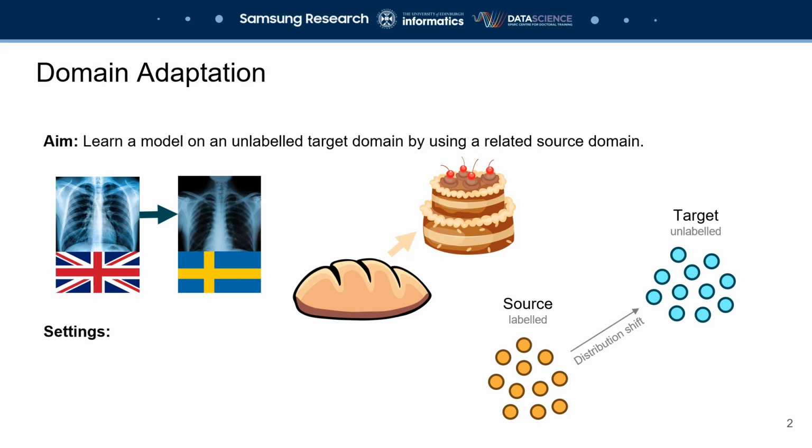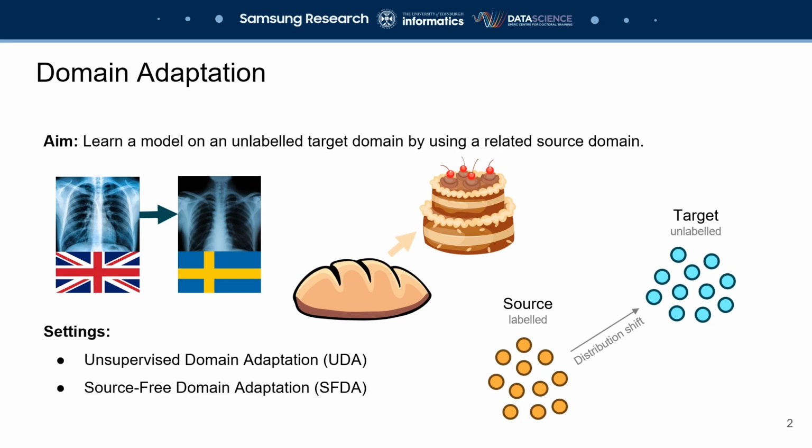There are several settings in the literature which differ in what data is available to the model at what time. In unsupervised domain adaptation, the model sees the labeled source and unlabeled target domain simultaneously. In source-free domain adaptation, the model sees only the target domain after potential pre-training on the source. And in test-time adaptation, the model sees only a single batch or data point from the target domain at a time and must adapt to it before being evaluated on its predictions.